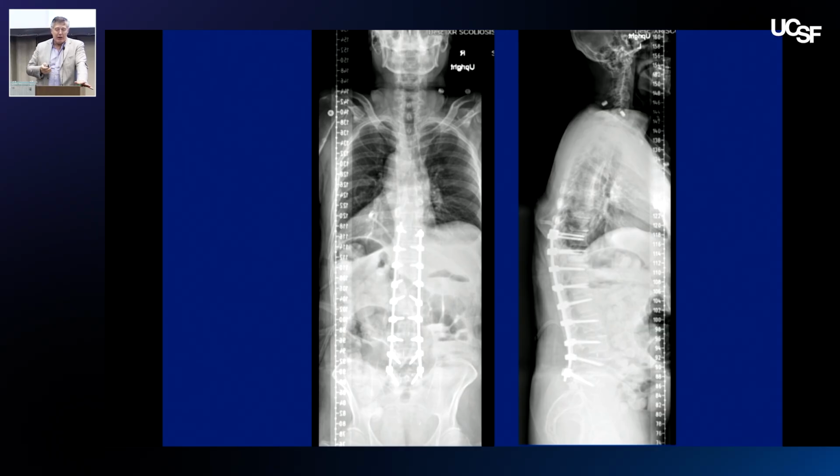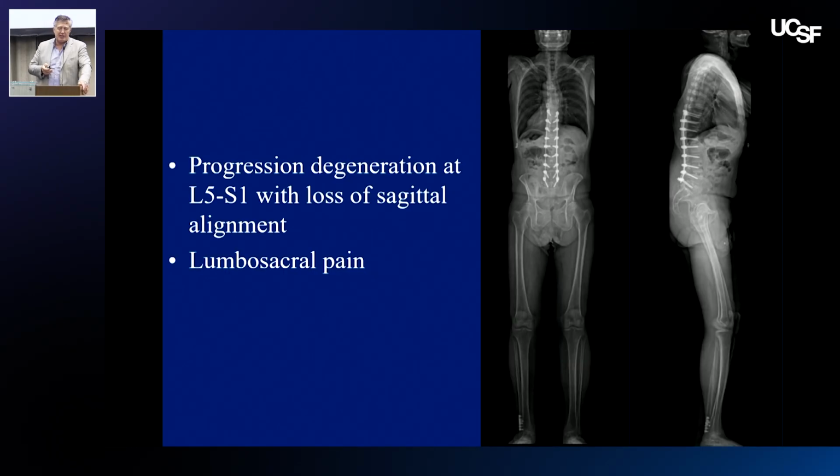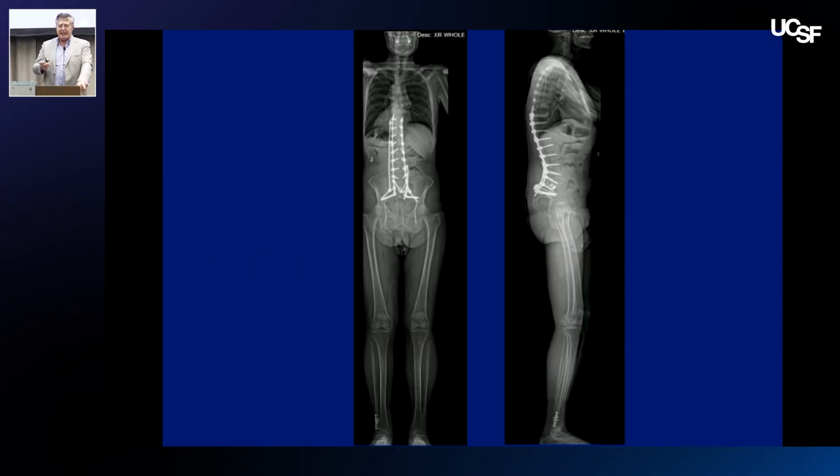He did well for a while, got back to four-wheeling, got back to being quite active, but unfortunately, within about a year of that, progressive degeneration at L5-S1, some loss of sagittal alignment, lumbosacral pain, and I ended up taking him down to the pelvis with a front and back procedure. Now part of the solution helps his lumbosacral pain. You can see the type of four-rod construct I typically use in that construct down.